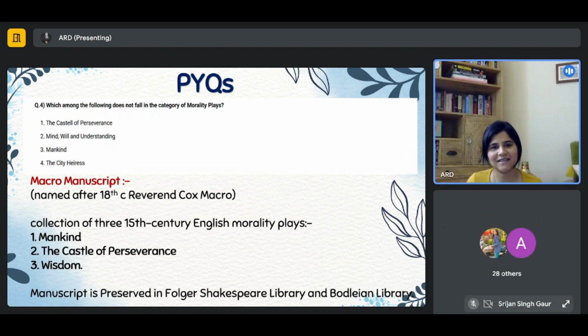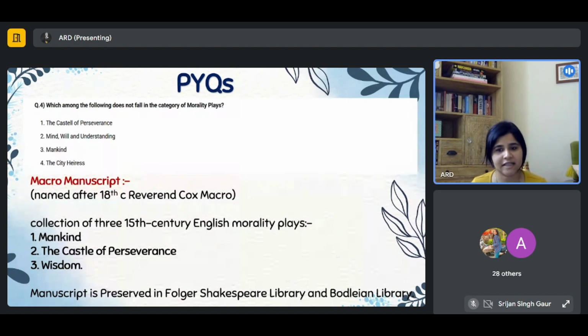But I also did some research on the above three options. These three are very prominent morality plays which were found in the Macro manuscript. Together the collection makes the Macro manuscript. So if a question ever comes asking what the Macro manuscript is, we should know that this manuscript is about morality plays. Why is it known as Macro? Because the manuscript of these three plays was found with Reverend Cox Macro. In the 18th century, he was found in possession of these three plays, so it got the name Macro manuscript. It is preserved in the Folger Shakespeare Library and Bodleian Library.